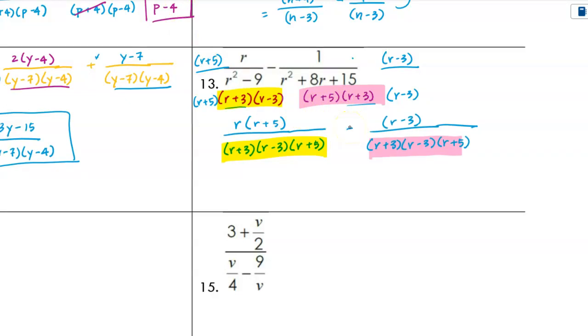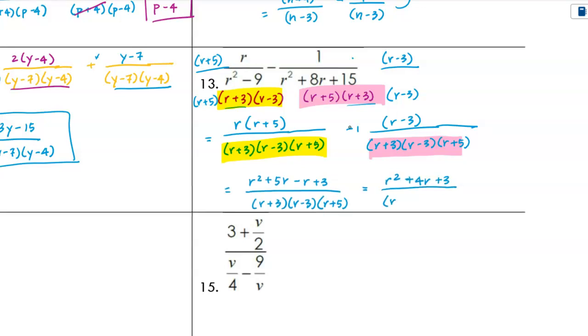Okay, so let's go ahead and combine it into 1, and at the same time I am going to distribute that r and distribute this negative 1. And then I get r squared plus 4r plus 3 over r plus 3, r minus 3, and r plus 5.